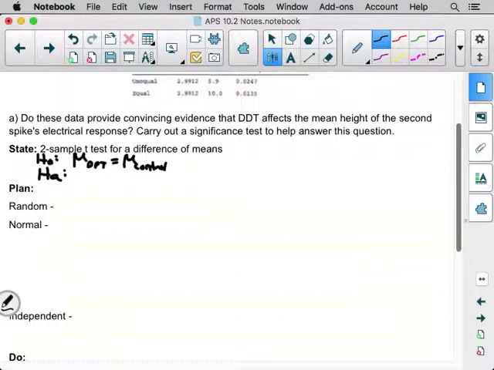Now notice the phrasing here. They just want to know if it affects the mean height. Did they say how they think it could affect it, what direction? If they don't establish a direction, what do we do for the alternative? If we don't know which way it could go, it could go either way, to be honest. Not equal to, yeah.